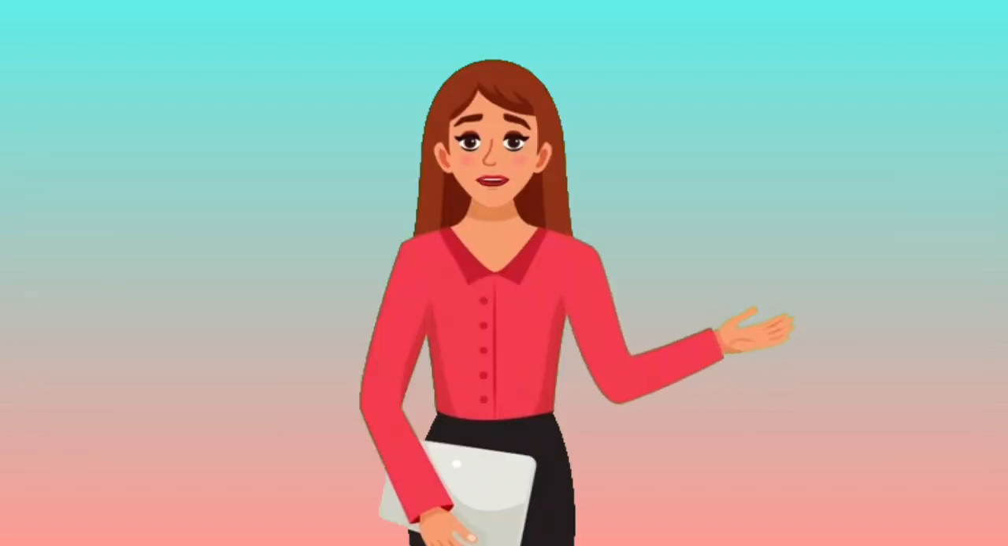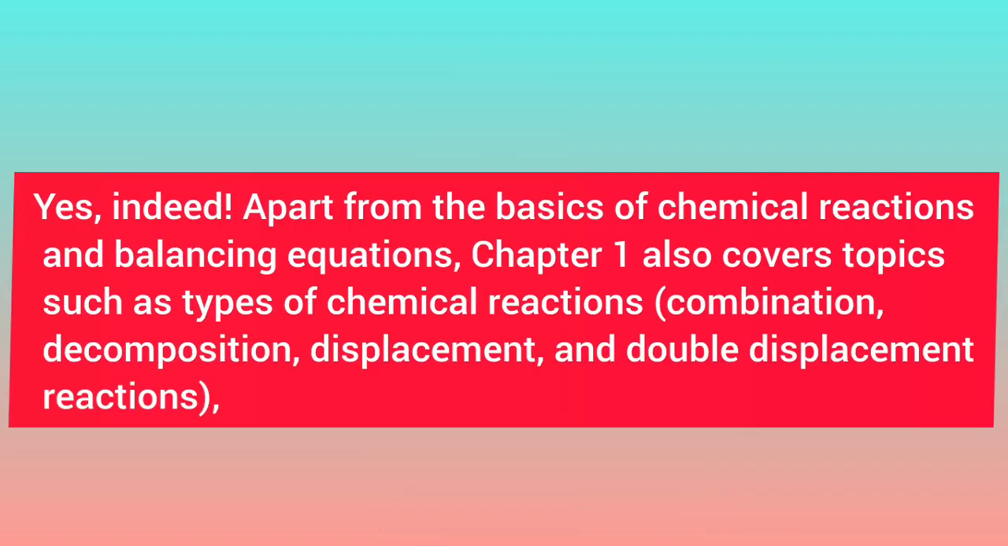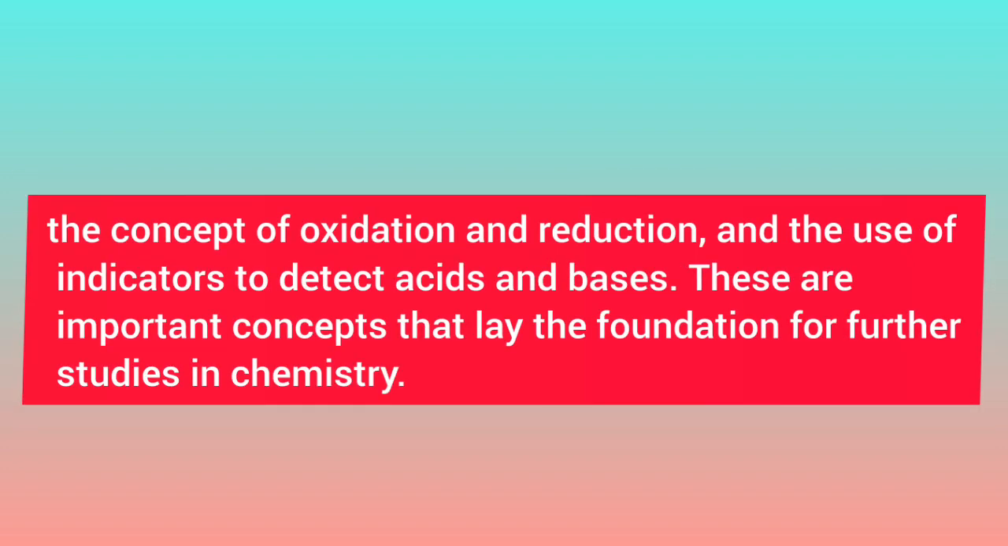Thank you for explaining the process of balancing chemical equations, sir. I think I have a better understanding now. Are there any other important concepts in Chapter 1 that I should be aware of? Yes, indeed. Apart from the basics of chemical reactions and balancing equations, Chapter 1 also covers topics such as types of chemical reactions: combination, decomposition, displacement, and double displacement reactions, the concept of oxidation and reduction, and the use of indicators to detect acids and bases. These are important concepts that lay the foundation for further studies.